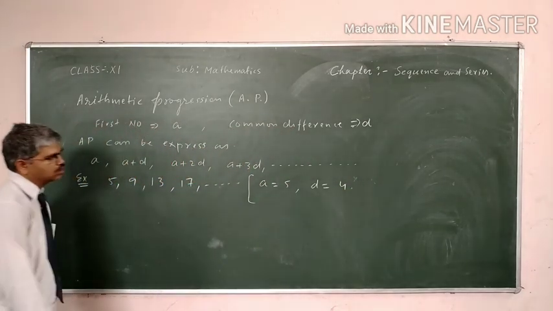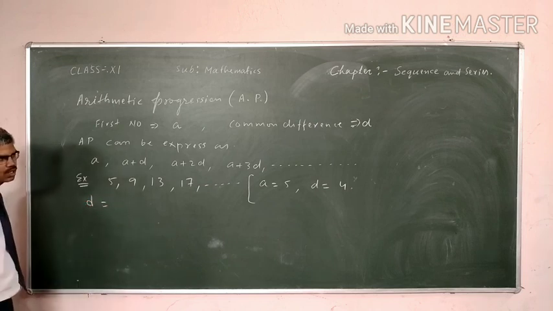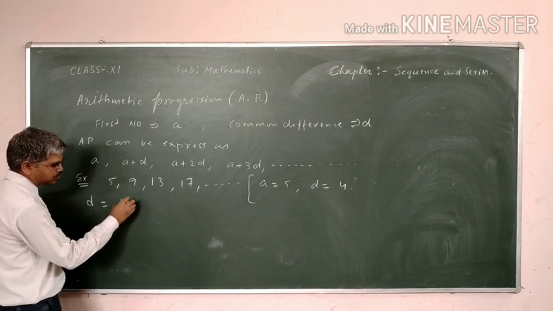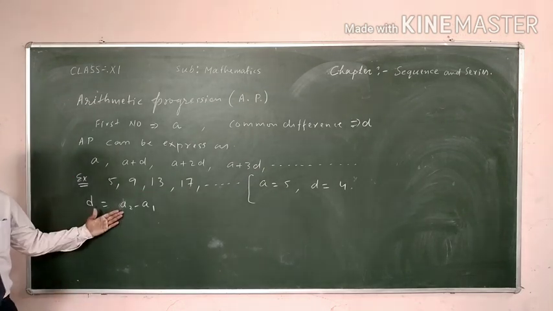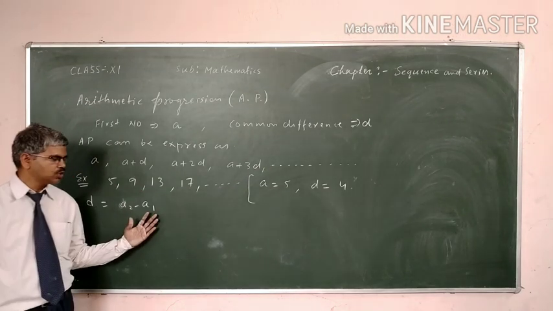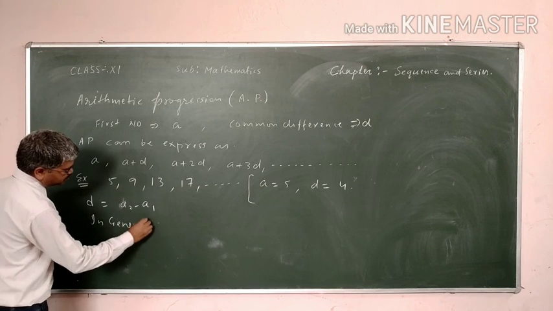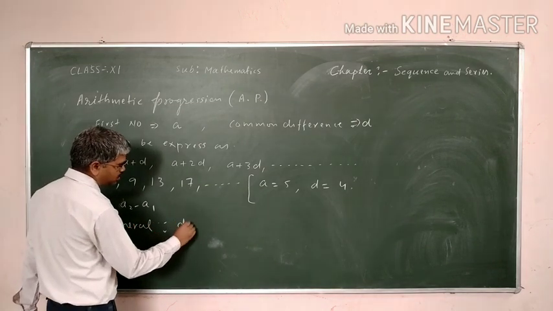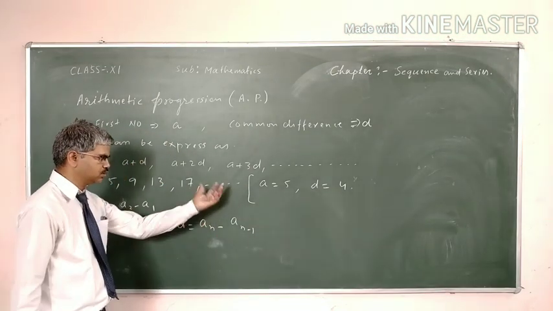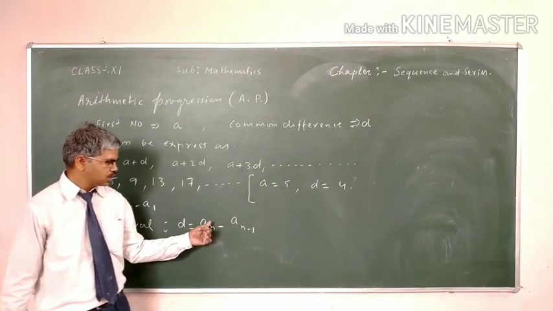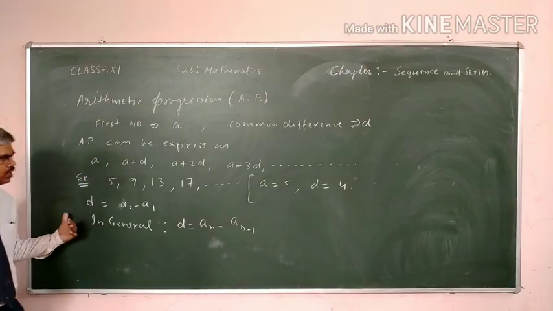So students, how to calculate the common difference D? D is equal to A2 minus A1, the second term of the sequence minus the first term of the sequence. In general, D is equal to An minus An minus 1, that is, from the successor we subtract the predecessor.